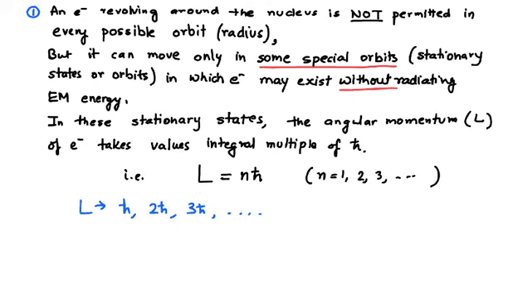In these stationary states, the angular momentum of an electron takes values that are integral multiples of h bar. So L can be written as L equals n h bar, where the lowest value of n is 1, not 0. So in stationary states, the electron can have L as h bar, 2h bar, 3h bar, and so on, and not like 1.5h bar, 2.5h bar, etc.